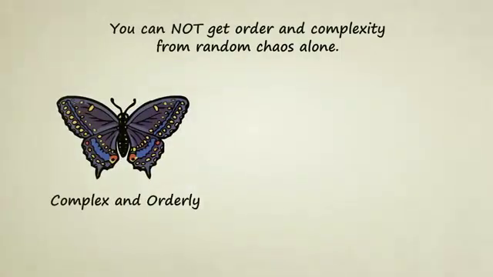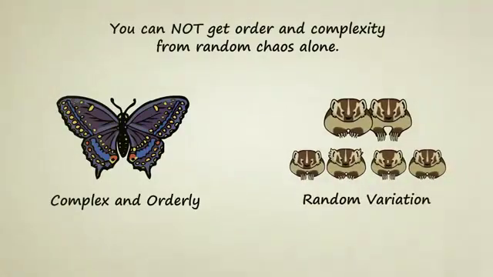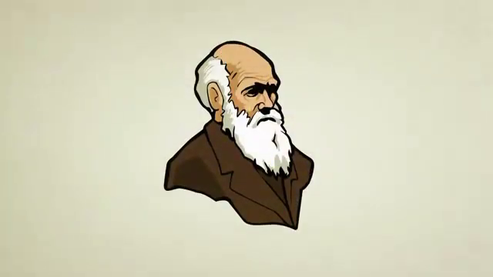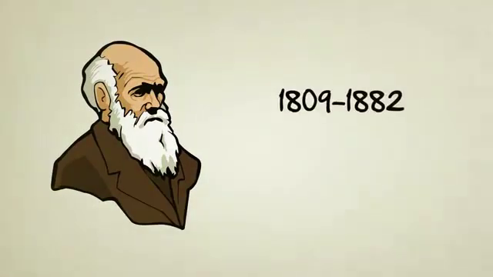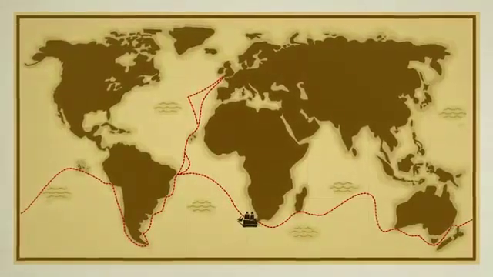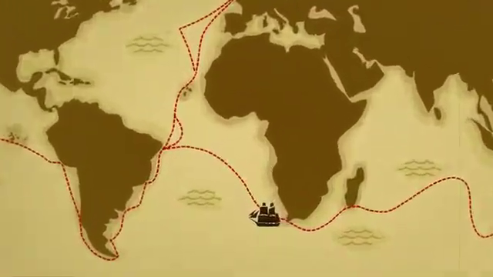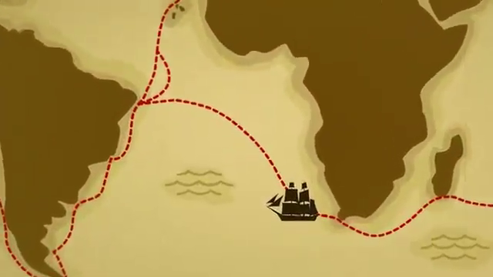The bodies and behaviors of living things are extremely complex and orderly. Descent with modification simply produces random variation. All through history, no one could explain how complex life arose from simple life through random variation until Charles Darwin discovered natural selection. Charles Darwin, who lived from 1809 to 1882, was a naturalist, someone who studies nature. At the start of his career, he traveled the world by ship, collecting and documenting plants and animals.